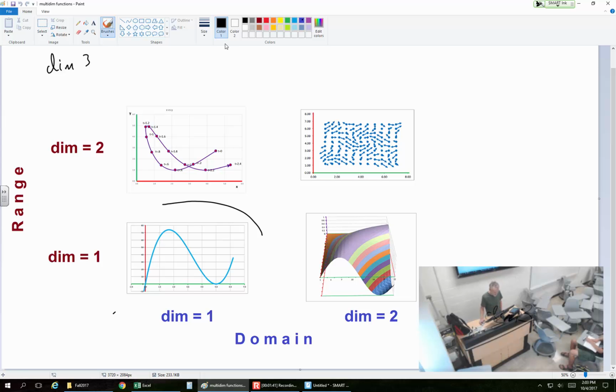Okay, let's try again. So this is Paint, and it just doesn't want to play well with the tablet. Anyway, so this is calculus 1, and now we have made this step in this direction.